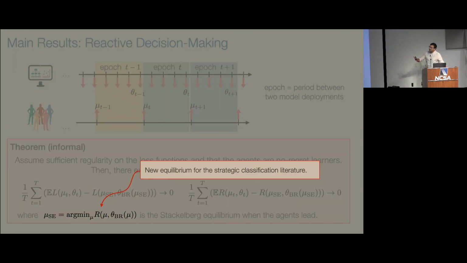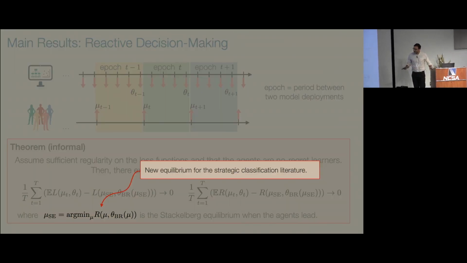So as I mentioned, this is a new equilibrium for the strategic classification literature because it's the one where the order of play is flipped. So essentially what we're showing is that there's another reachable equilibrium concept in these strategic classification problems, which can be reached just by essentially tweaking how fast you're learning.